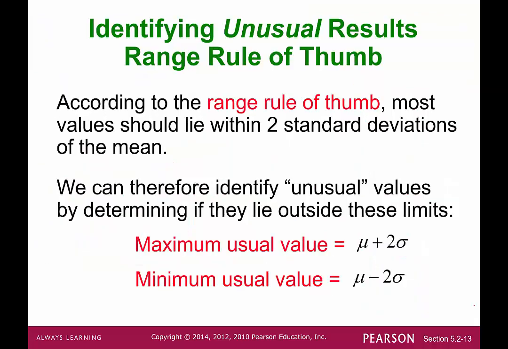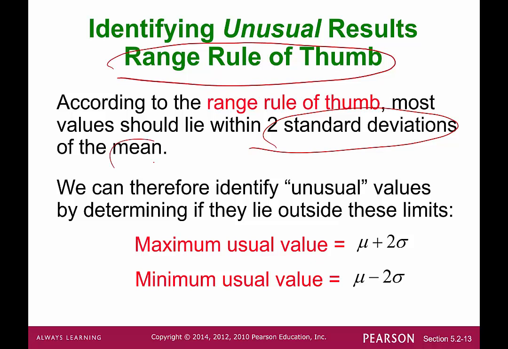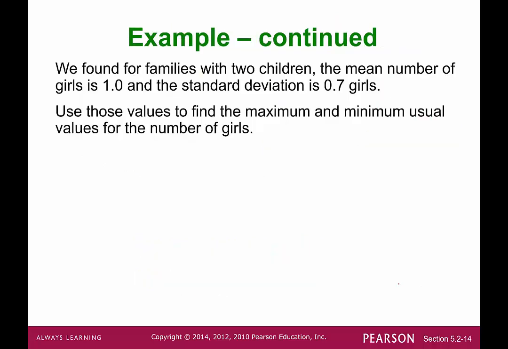Identify unusual results: the range rule of thumb. Okay, so range rule of thumb, most values should lie within 2 standard deviations of the mean. That's the basis for the range rule of thumb. So we can therefore identify unusual values by determining if they lie outside of those limits. So maximum usual value equals mu plus 2 sigma, mean plus 2 standard deviations. Minimum usual value equals mean minus 2 standard deviations. And we find for families with 2 children, the mean number of girls is 1, the standard deviation is 0.7. So mu equals 1.0, standard deviation equals 0.7.